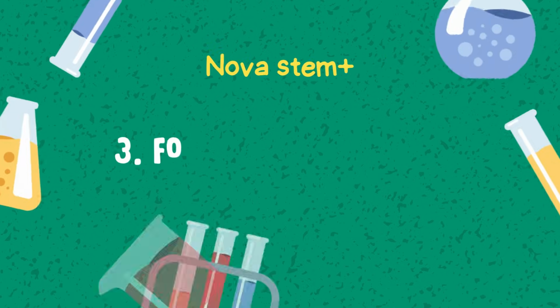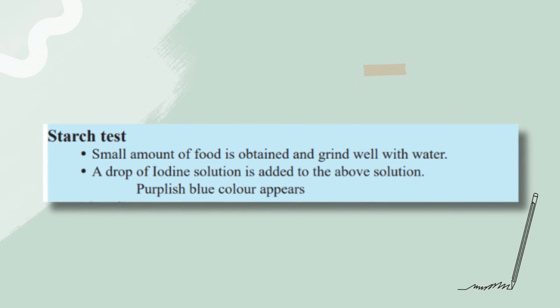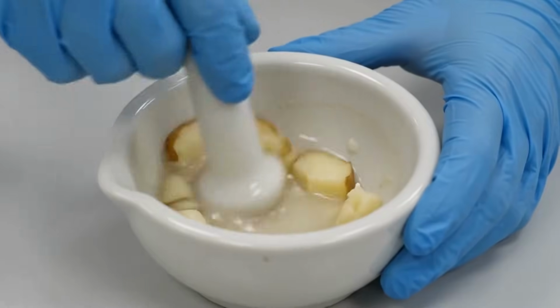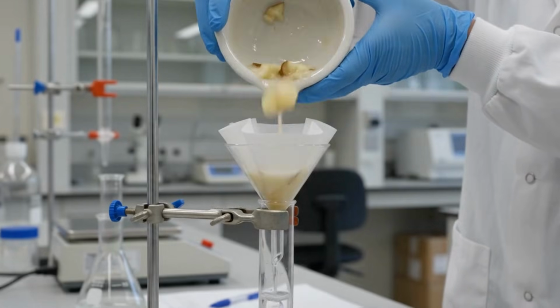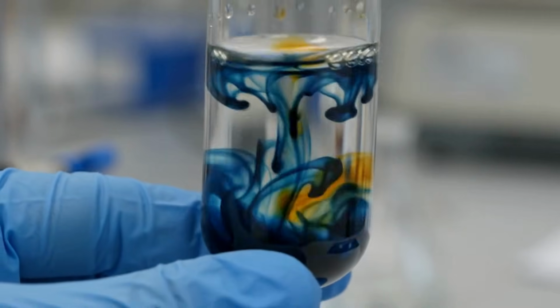The purpose of this activity is to figure out if a specific food sample contains starch, which is a complex carbohydrate plants use to store energy. What we are doing, step by step. Preparation. First, grind the food sample with water. Filter the mixture into a clean test tube. Add a few drops of iodine solution.